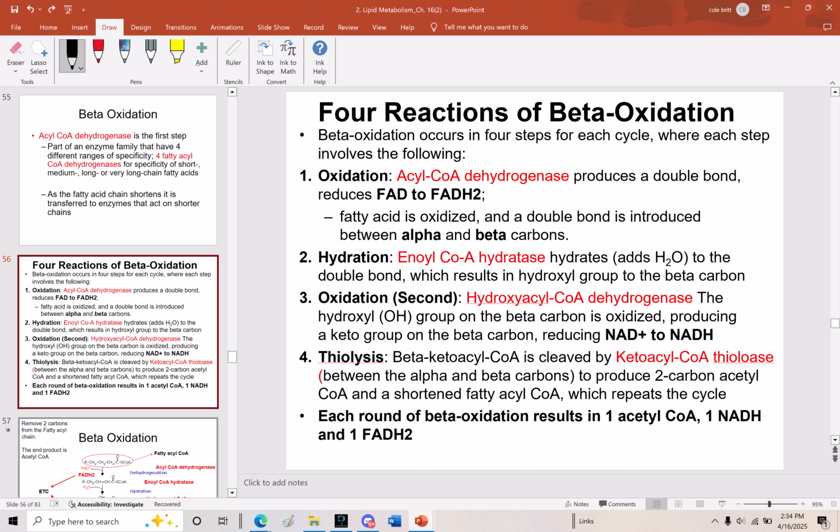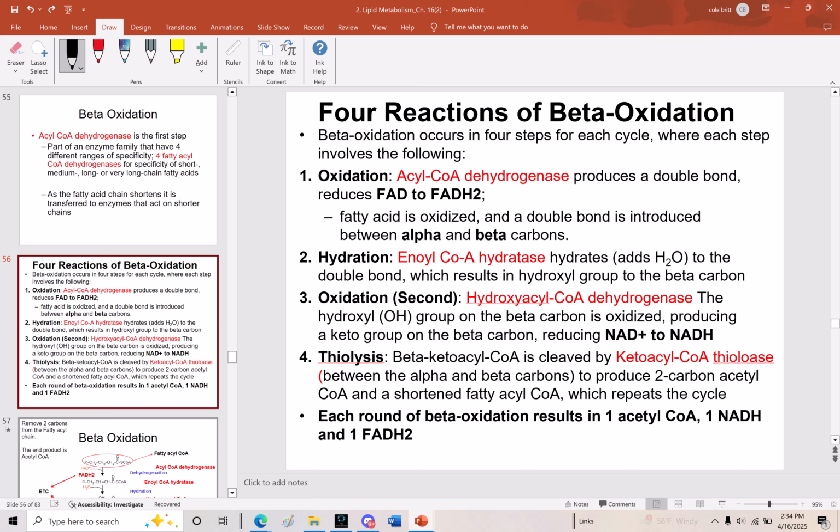What do we do with them? What do we do with acetyl-CoA? We put it in the what cycle? The Krebs, TCA, whatever you want to call it, we put it in the Krebs cycle. And what do we do with NADH and FADH2? We put them where? In the electron transport chain to make ATP. And you already learned those last term, so you don't have to learn them again. But that's what's going to happen to them.